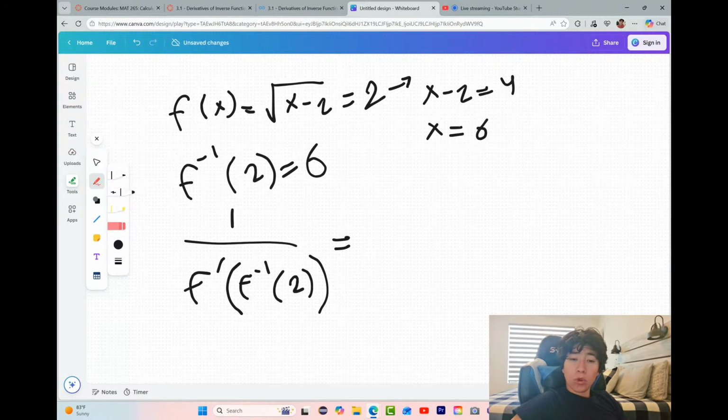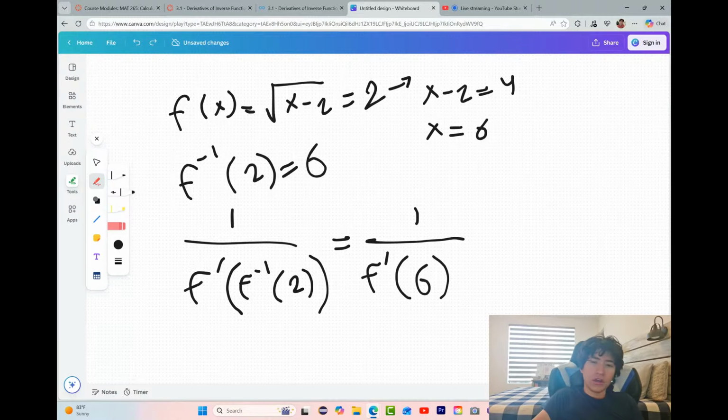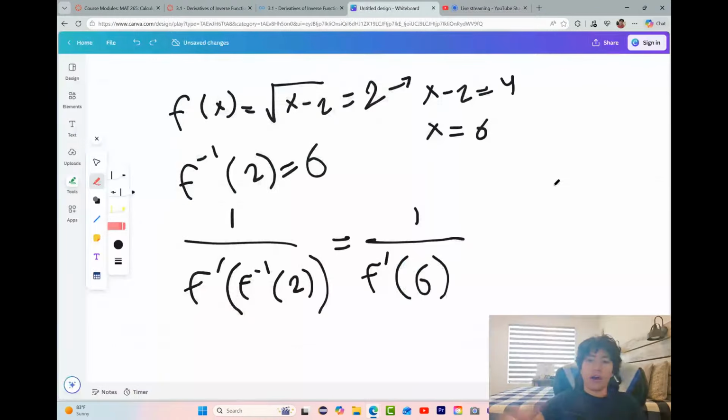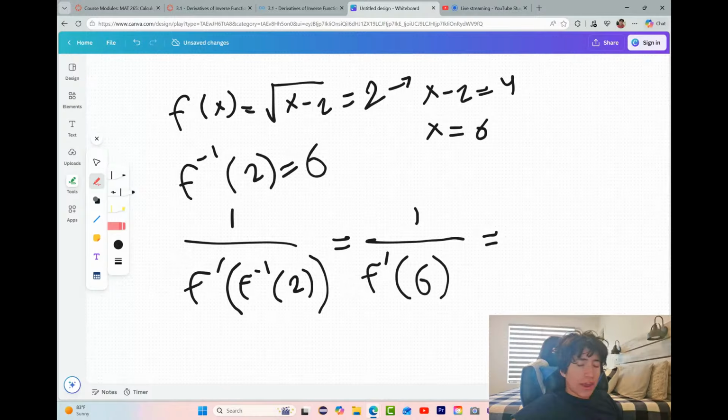So this is equal to 1 over f prime of 6. Simply replaced. f inverse of 2 is 6. That's a fact. You can go back in the live stream and find out how we got to that number, but that's a fact. So then, sorry, f prime of 6.